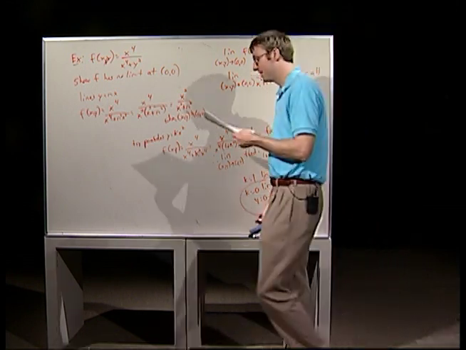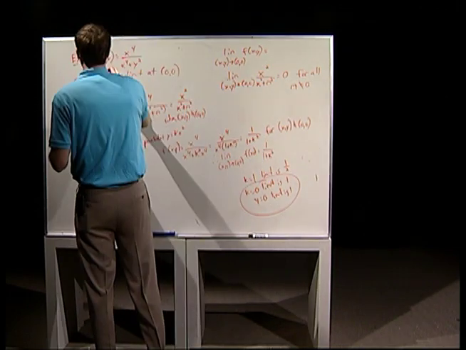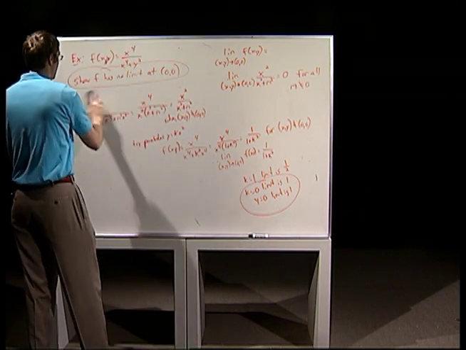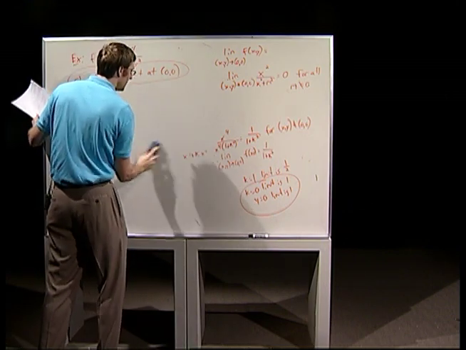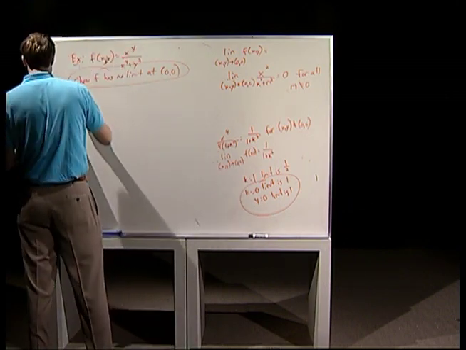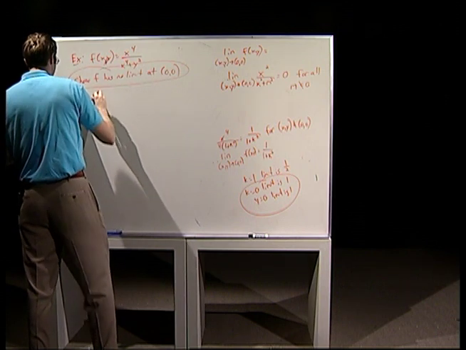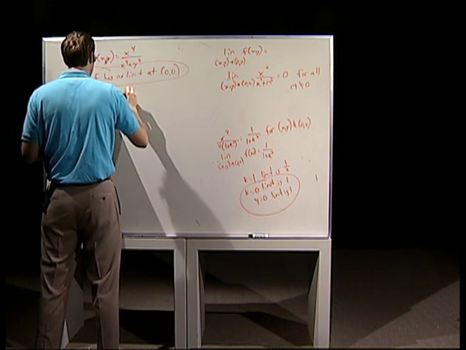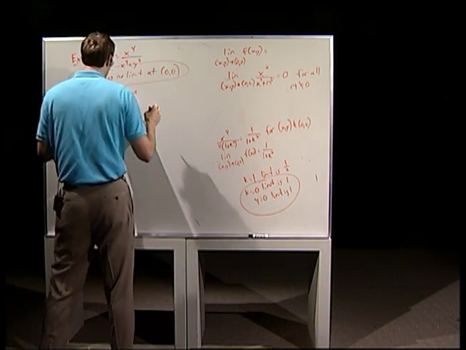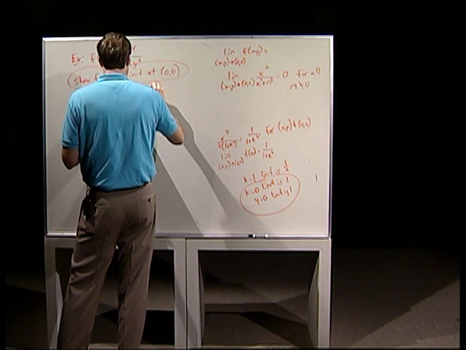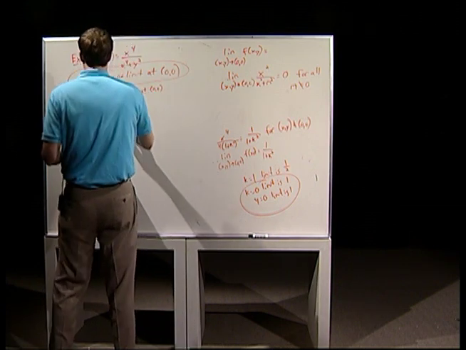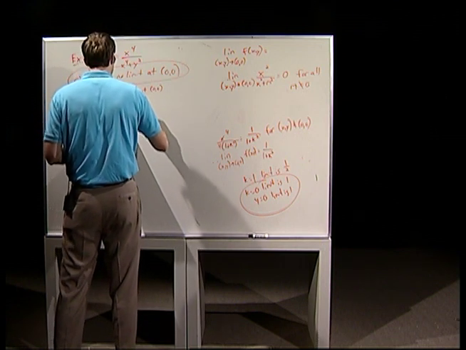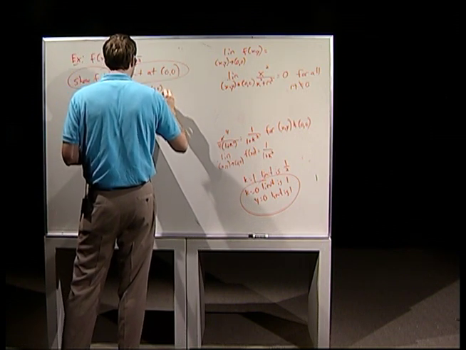So the limit doesn't exist, right? And certainly, this function is discontinuous at the point 0, 0. Not only for that reason, but it's not even defined there. F is discontinuous at 0, 0. It's not even defined at 0, 0.